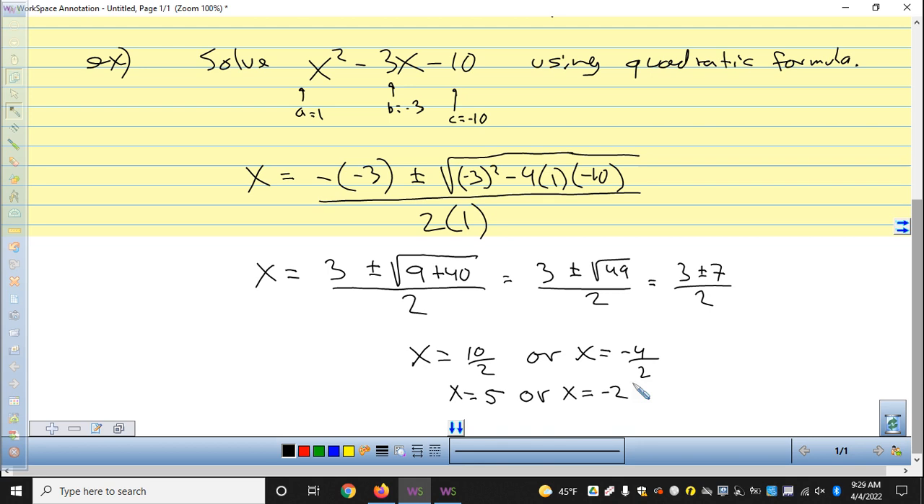And those are the answers we would have gotten if we factored. We saw that our 2 and 5 are what we would have picked for our factors. So factoring probably would have been faster, a little less work to do to calculate, but the quadratic formula always works.